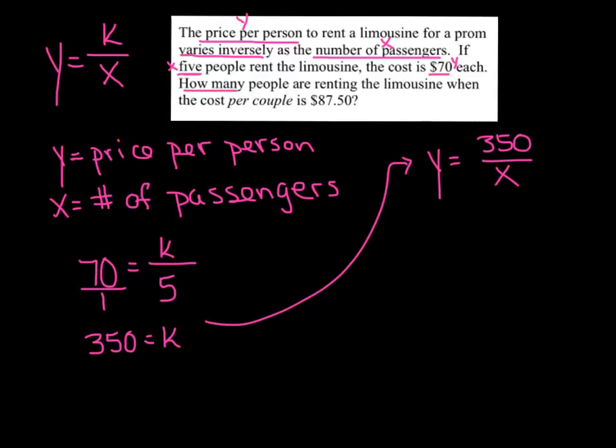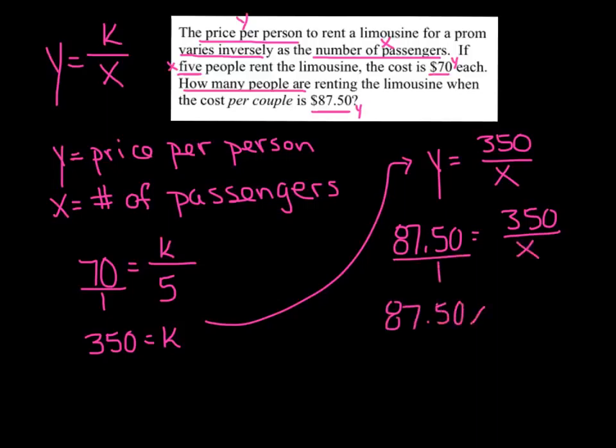They said, well, how many people, so that means x is going to be the unknown, were in the limousine when the cost was $87.50. So I'm going to substitute that $87.50 for y. $87.50 equals 350 divided by x. Again, we'll cross multiply. $87.50 times x equals 350. Divide both sides by $87.50, and x is going to be 4 passengers. So we say 4 passengers in the limo, they each paid $87.50.